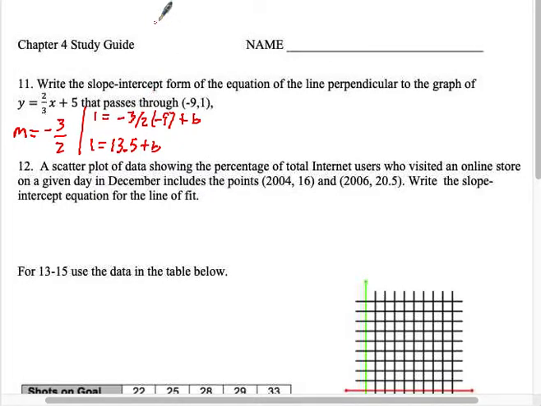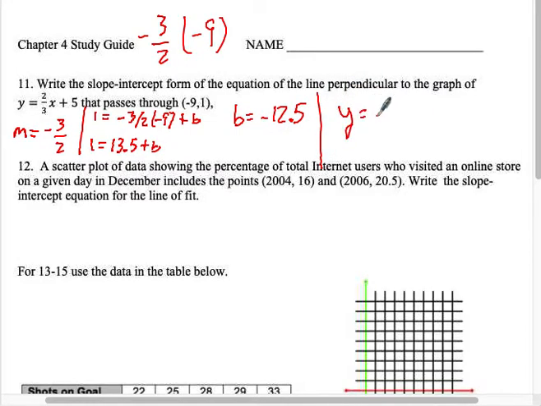To multiply, it's just -3/2 times -9. 3 times 9 is 27. 27 divided by 2 is 13.5. That's all I did. 13.5 plus b. So now I got to subtract 13.5. What's 1 minus 13.5? Negative 12.5. So that's the y-intercept. So y equals -3/2 x minus 12.5. I was not kind to you on that y-intercept.